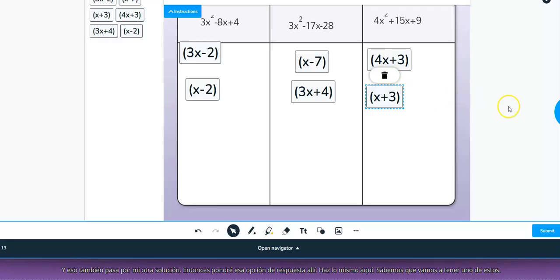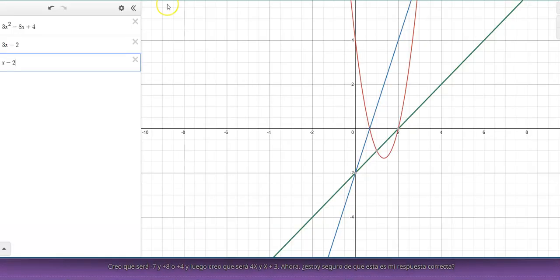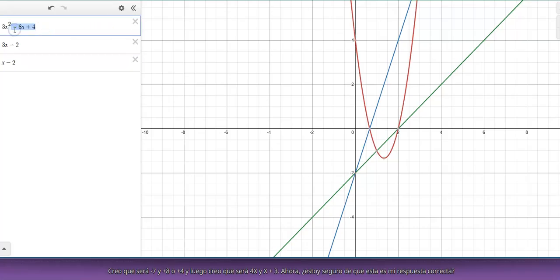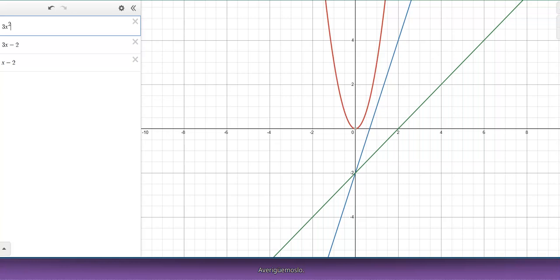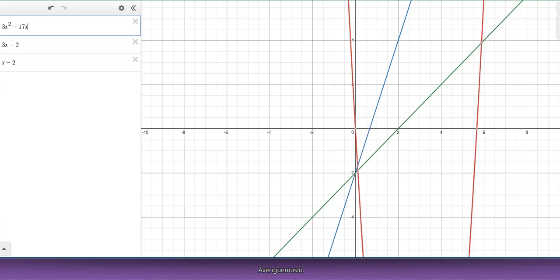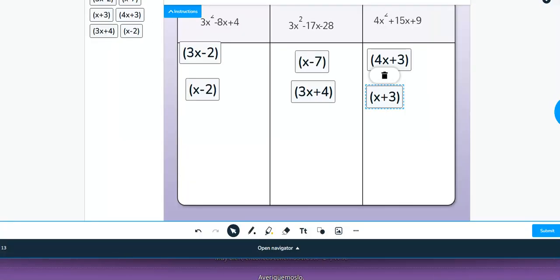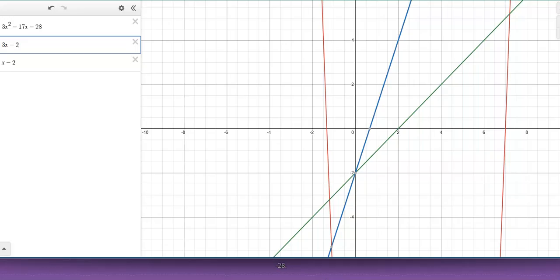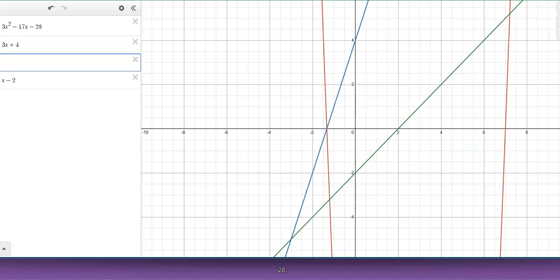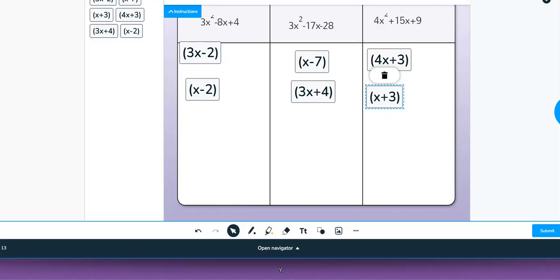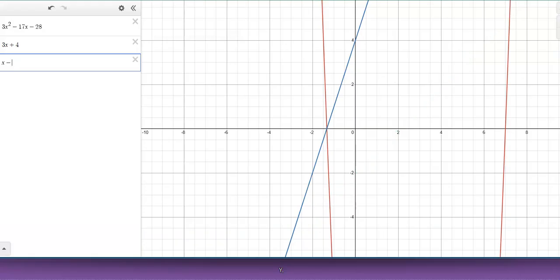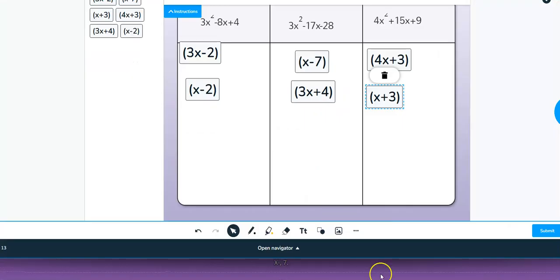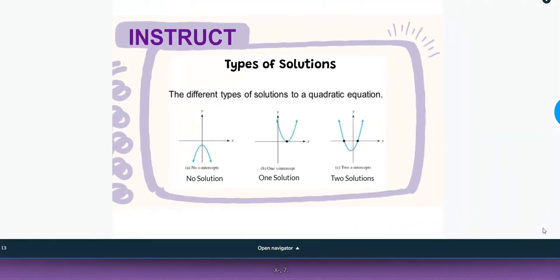Now, do I know for sure that these are my correct answers right now? Let's just find out. So we have 3x squared minus 17x minus 28. And I thought it was 3x plus 4 and x minus 7. Those go through, so I'm good. You can just check your answers and then click submit. This one doesn't grade it, so you're just going to have to hope that you got it right.